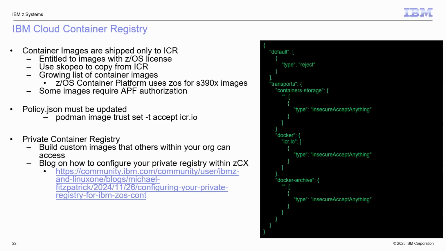You'll probably want a private container registry. What this will allow you to do is to build and run your custom container images within your organization and host them internally. This also means that every system which is running containers won't need access to ICR. Instead, you could have your private container registry, and then your local systems would interface with that private container registry. We've attached a blog post which will walk you through configuring a private container registry using zCX.